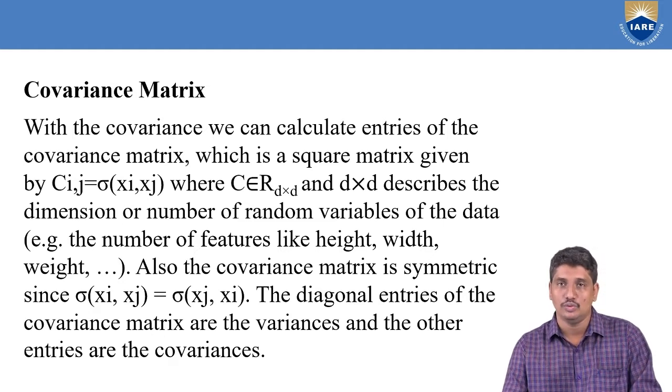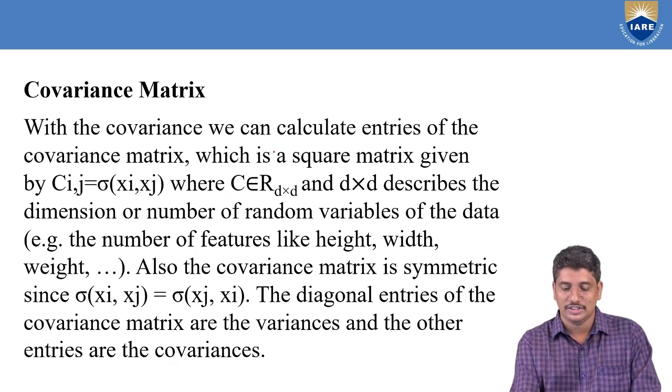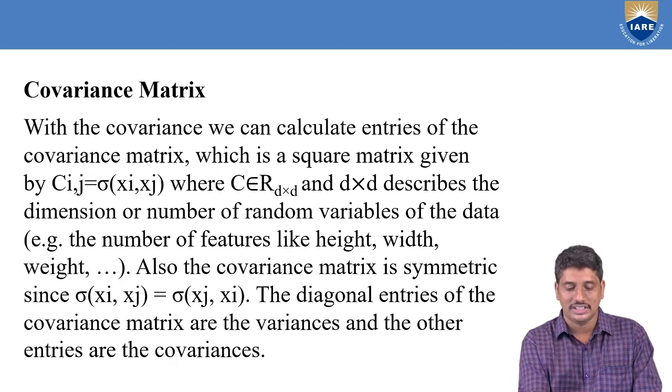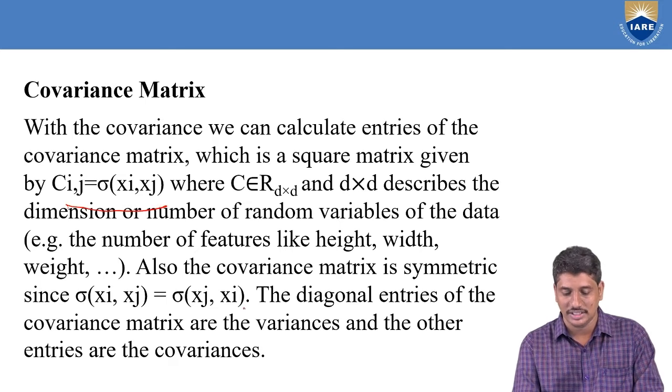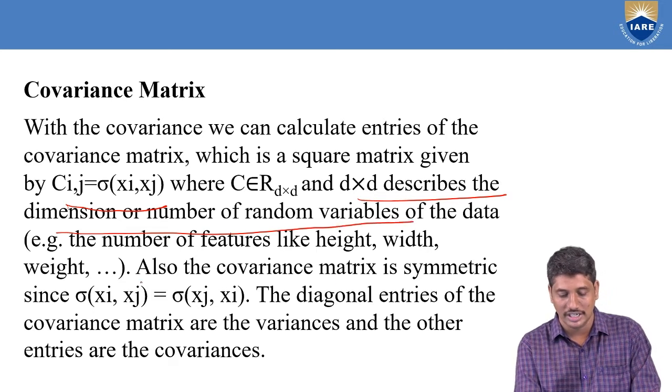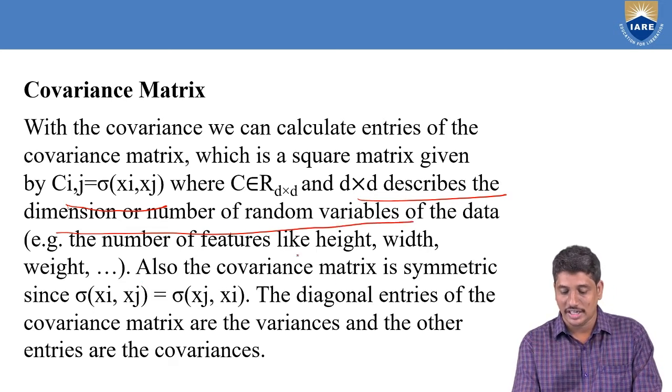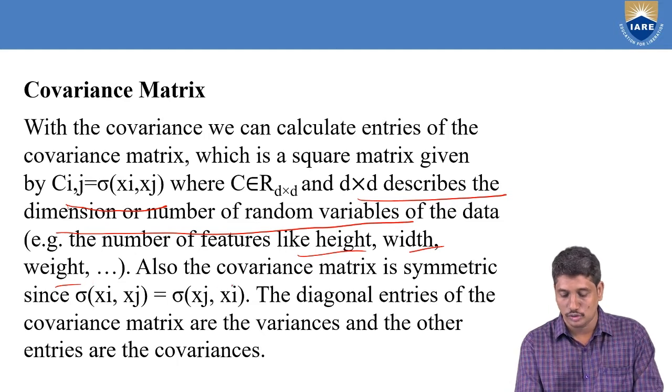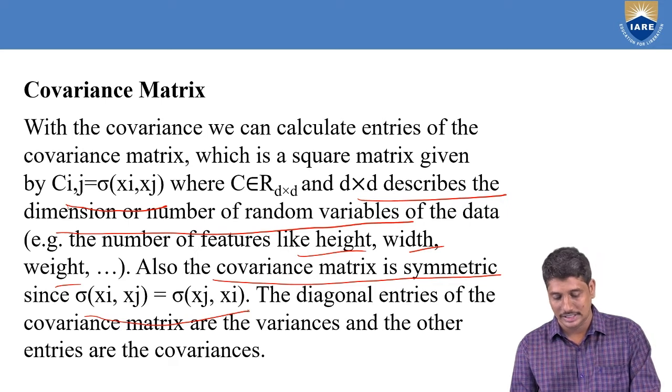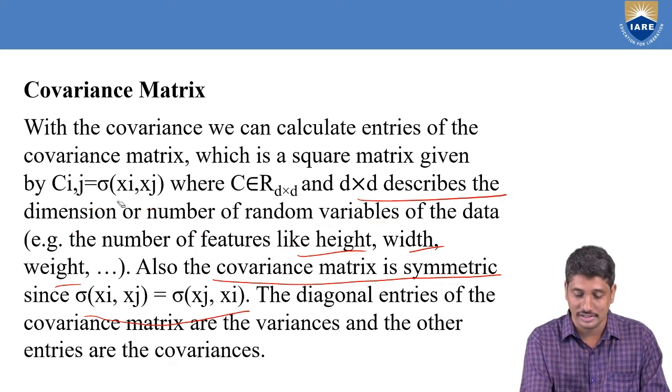Covariance matrix, how we write the covariance matrix. With the covariance matrix, we can calculate the entries of the covariance matrix, which is a square matrix given by Cij is equal to sigma of xi comma xj, where the C's belong to real numbers d by d, and d by d describes the dimension, the number of random variables of the data, the number of features like height, width, weight, etc. Also, the covariance matrix is symmetric, that is sigma xi comma xj is equal to sigma xj comma xi. Let us look into the meaning of these things.